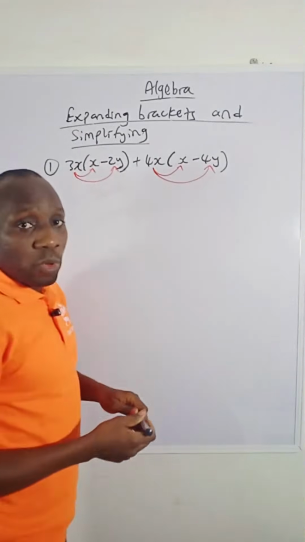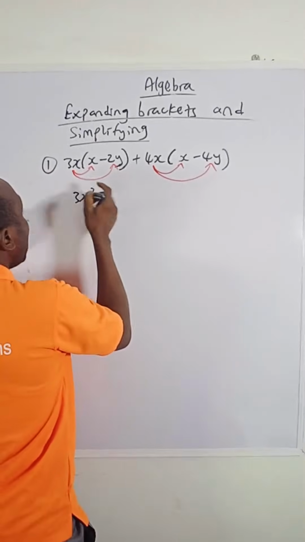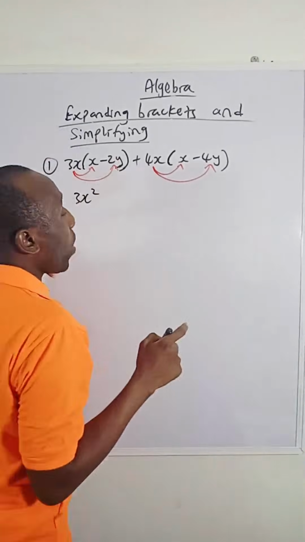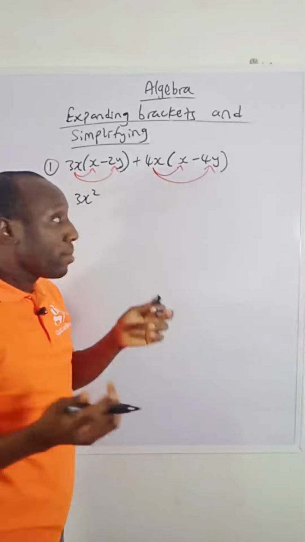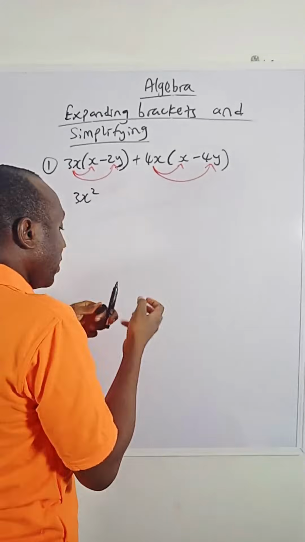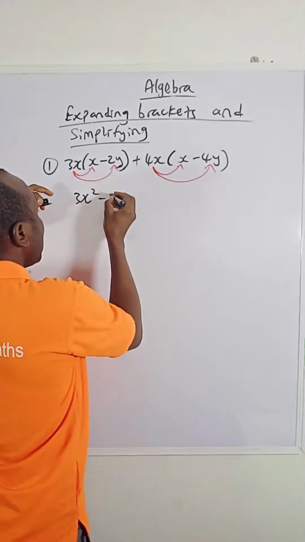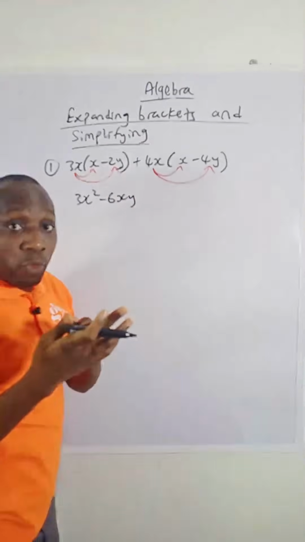So let's do this. 3x times x is what? 3x squared. So I'm going to write 3x squared here. Then 3x times negative 2y. This is how you expand. This is how you multiply algebraic terms. You do 3 times negative 2. That's negative 6. So we'll write negative 6 here. And x times y is what? xy. This is what I've just done.